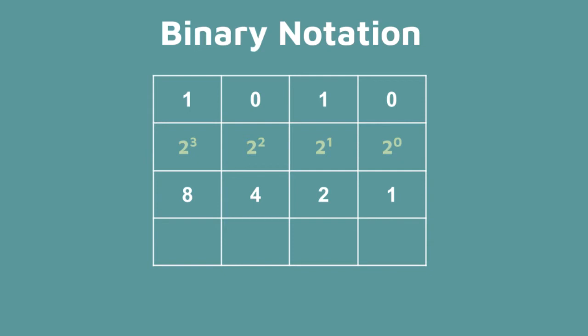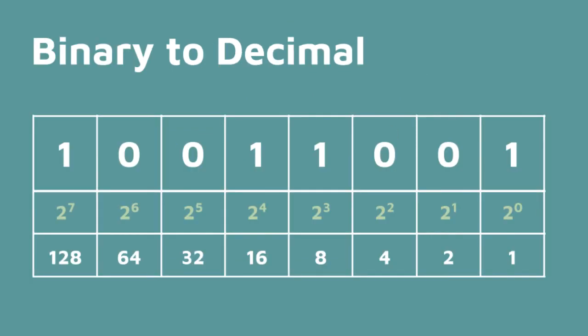2 to the exponent of 1 is 2 times 1, or 2. 2 to the exponent of 2 is 2 times 2, or 4. And 2 to the exponent of 3 is 2 times 2 times 2, or 8. If we were to extend this to 8 place values, we would have 2 to the exponent of 4, which is 16, 2 to the exponent of 5, which is 32, 2 to the exponent of 6, which is 64, and 2 to the exponent of 7, which is 128.